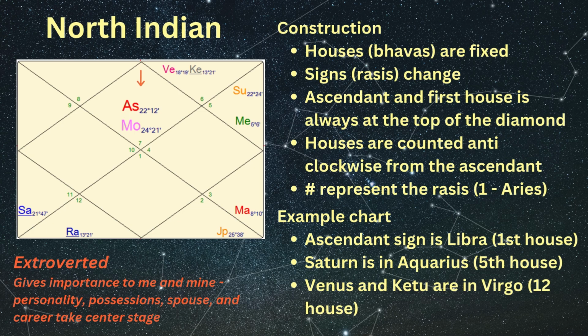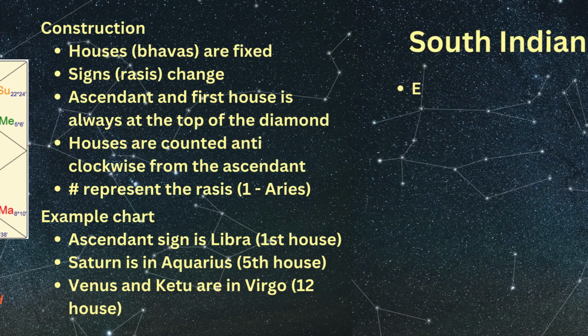In the example chart, the ascendant sign is Libra. Hence, we have the number 7 in that house. Saturn is in Aquarius in the 5th house. And again, Venus and Ketu are in Virgo in the 12th house.